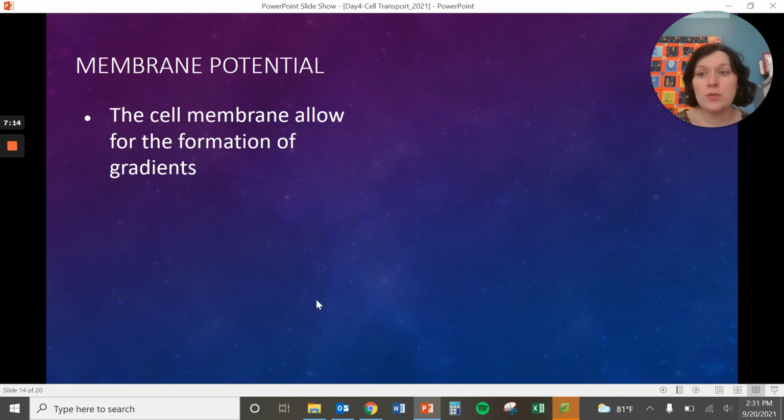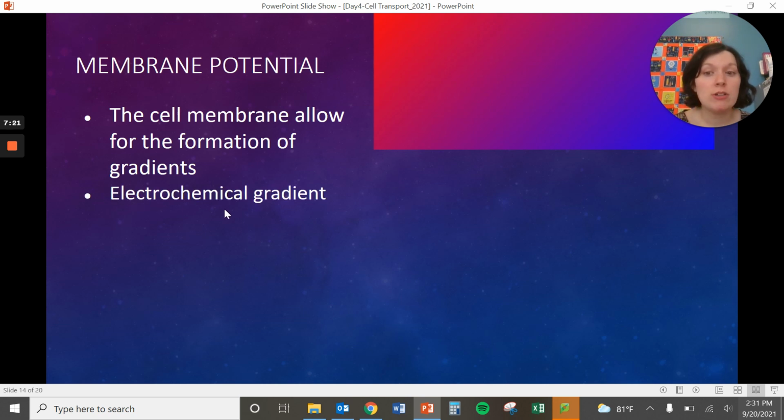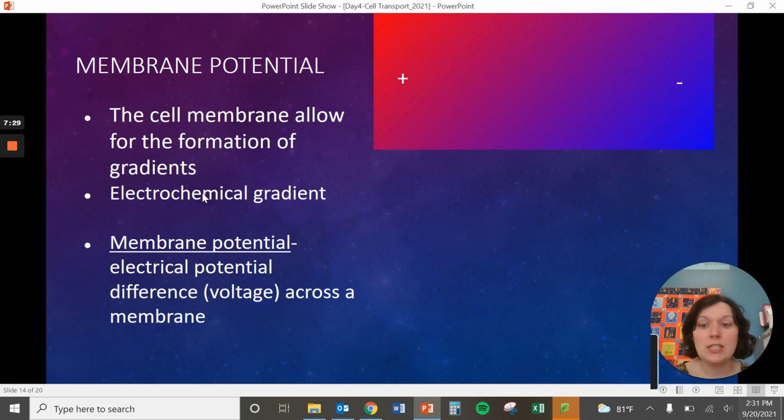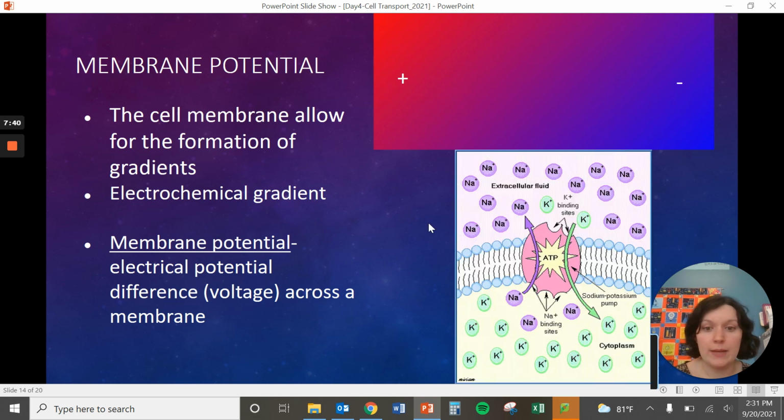Okay, this also gets at our idea of membrane potential. Okay, so this is making a gradient in our cell. So it makes an electrochemical gradient. So we'll have one side that's positive and one side that is negative. Okay, and this potential makes a voltage or a potential difference across the membrane. So we might have a bunch of hydrogen ions on one side, and so it makes it positive and negative on the other side. Or here we have all of our sodium and our potassium making a gradient, one side being different than the other.